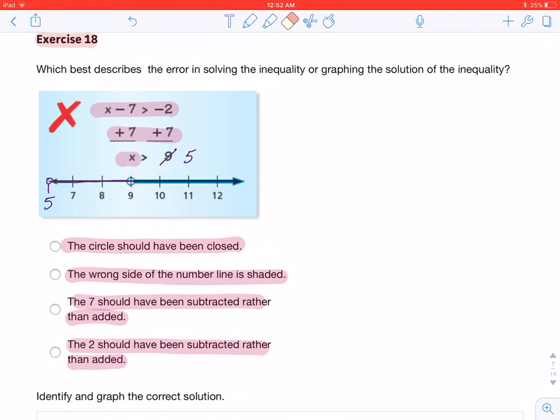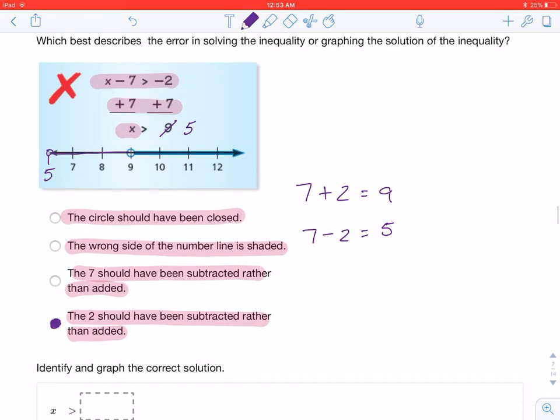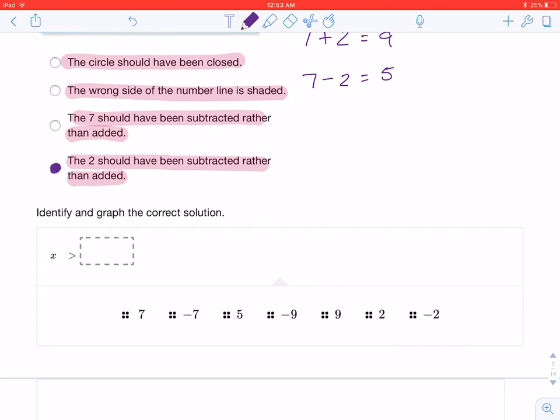Sorry, I'm taking a pause because I'm thinking about the way they have it written is a little bit different from the way I just said it. So we added 7 to -2, which means that because those are different signs, remember with different signs we subtract, so the 2 should have been subtracted rather than added. But in order to get 9, it means that they did 7 plus 2 to get the 9, but they should have done 7 minus 2 because they have different signs, and that would have gotten them to 5. So I would choose this last one as my answer. Sorry about that pause.